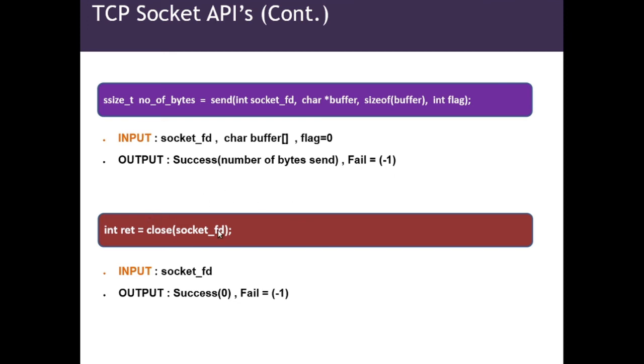Then we have one more system call, that is close. This close system call is for clearing or deleting this FD from memory. It has a return type of 0 on success, and -1 on failure. So let's go forward.